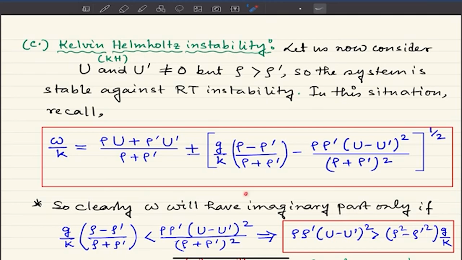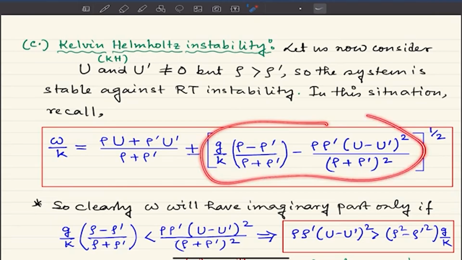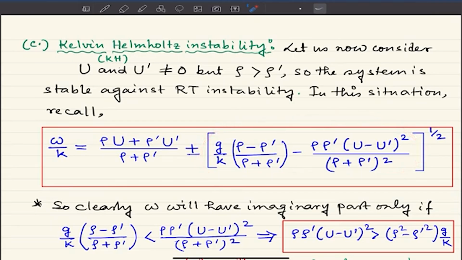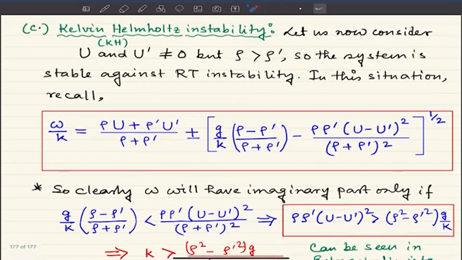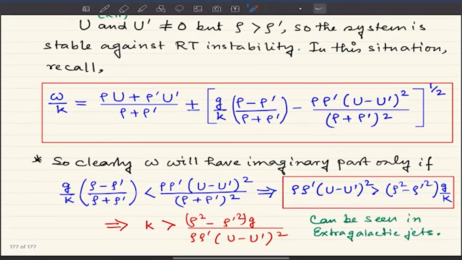Then of course this will have an imaginary part only when this part is negative, and that is simply true when this part is less than this part. Just by algebraic manipulation, you can see that rho plus rho prime will cancel out, and finally we have rho times rho prime times (u minus u prime) whole squared greater than (rho squared minus rho prime squared) times g by k.